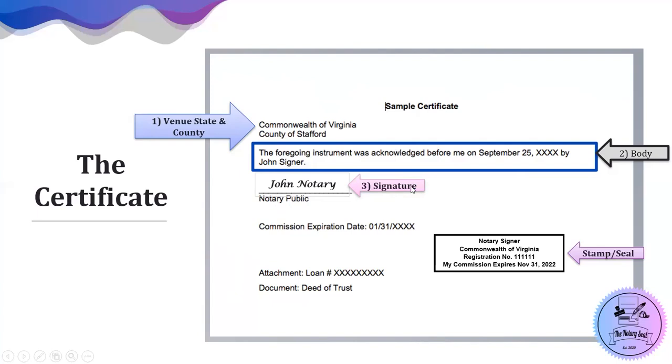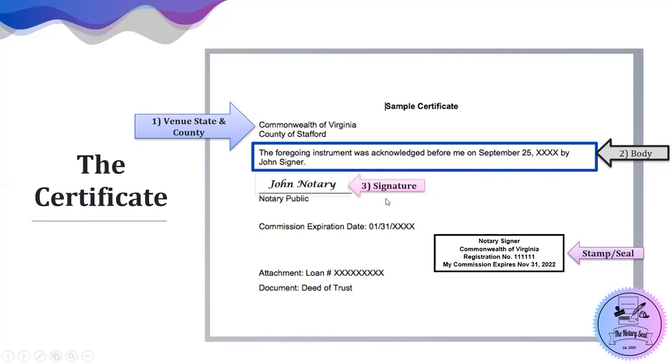And then the third part is a signature. You should be signing the certificate. You must sign the notary certificate for it to be a valid certificate. Okay, and then the fourth and final part is a stamp. So this is one version. You may typically see a stamp just outlined with the name, notary signer, Commonwealth of Virginia, your registration number, and then the date that your commission expires. Okay. So these are the four components that must be part of your certificate.